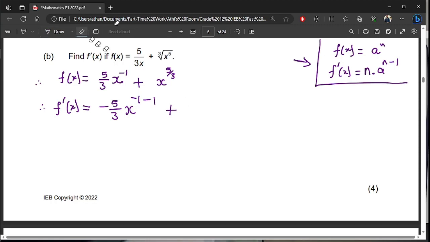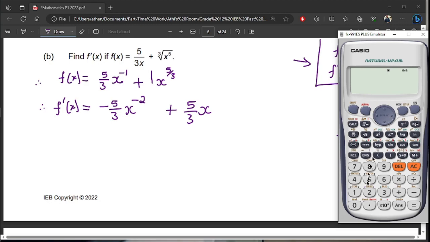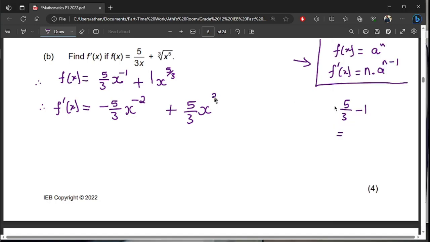Before I move on, let's try to save some space. This one, when we simplify it, will give you negative 2, and then on the second term, we're going to multiply the coefficient, which is 1 there, with 5 over 3, which will give you 5 over 3 x, and then we say 5 over 3 minus 1, let's do this one on the side. 5 divided by 3 subtract 1 gives you 2 over 3, meaning the exponent of x now is 2 over 3.